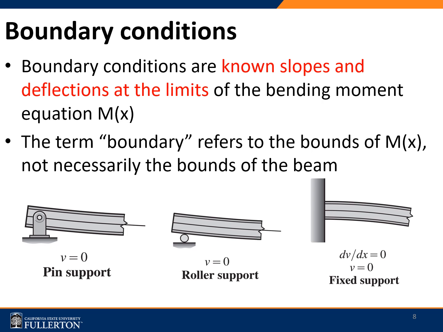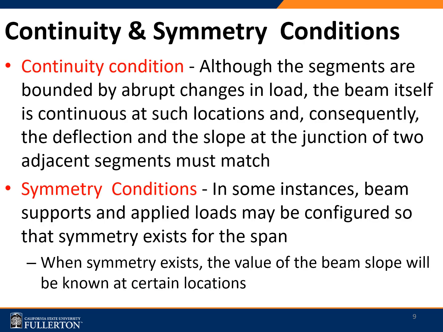You can see here there are different kinds of supports that are commonly used. For beams, we have the pin support, roller support, and the fixed support. In case of pin support, the deflection would be 0. Roller support, we have the deflection once again 0. And for fixed support, we have the slope as well as the deflection to be 0. Similarly, we have the continuity condition as well as the symmetry condition.